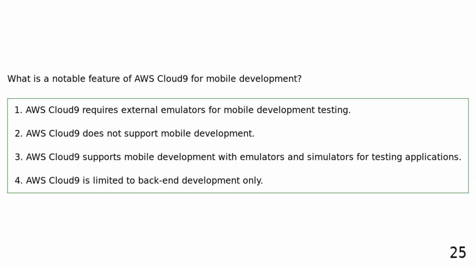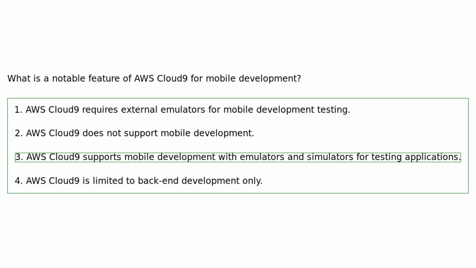What is a notable feature of AWS Cloud9 for mobile development? AWS Cloud9 requires external emulators for mobile development testing. AWS Cloud9 does not support mobile development. AWS Cloud9 supports mobile development with emulators and simulators for testing applications. AWS Cloud9 is limited to backend development only. AWS Cloud9 provides emulators and simulators that facilitate mobile application development and testing.